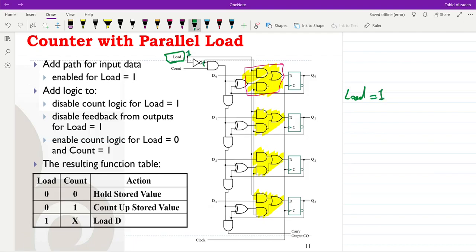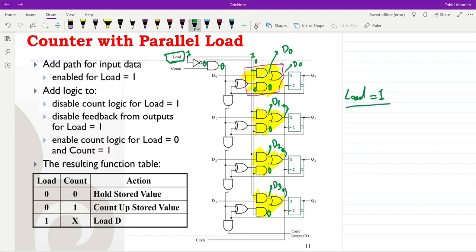If load is equal to 1, we will have 1 here and 0 here. The output of this AND gate will be equal to 0. 1 will be available here. We will have 0 here. And therefore, you can see that 1 is here. And then the output of the first AND gate will be equal to D0. Here we'll have D1, D2, and D3. For the second AND gate for each stage, one input is equal to 0. Therefore, its output will be equal to 0. And therefore, the output of the OR gates, which are the inputs to our flip-flops, will also be D0, D1, D2, and D3.